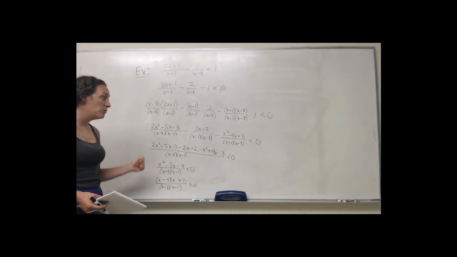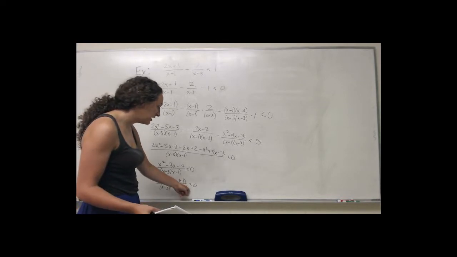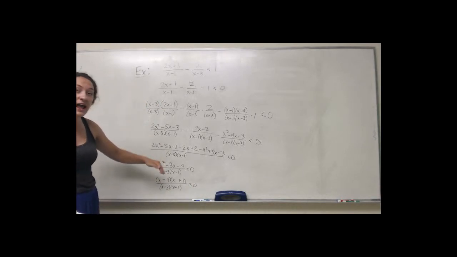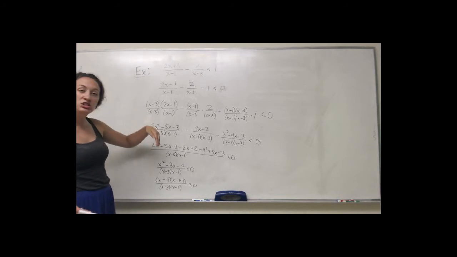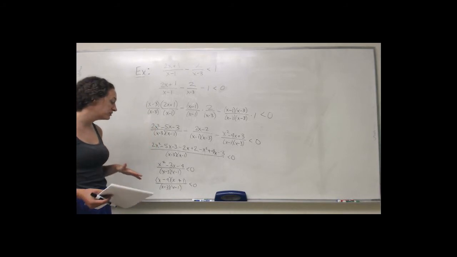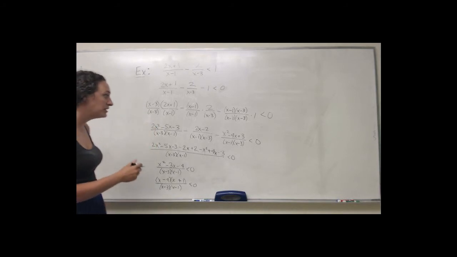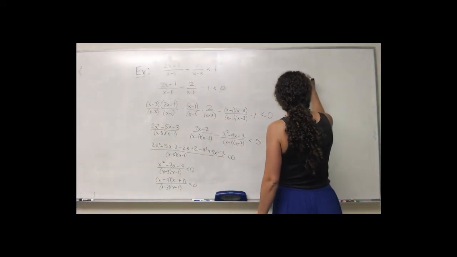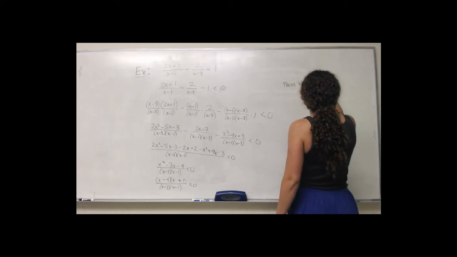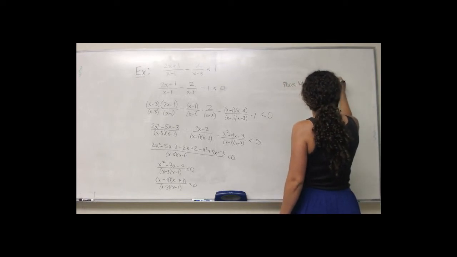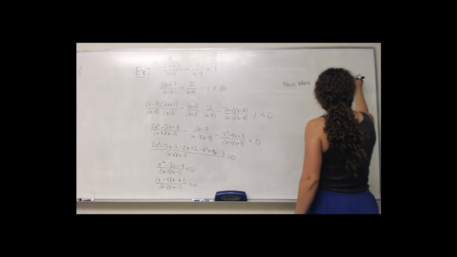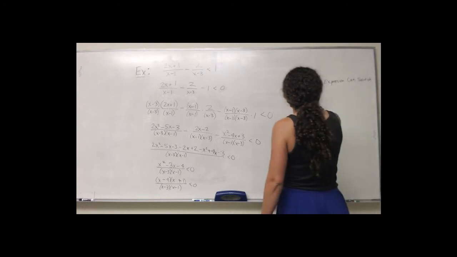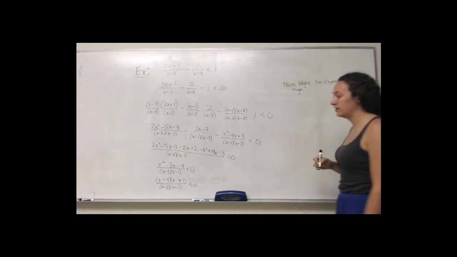Okay, now we're looking for places where this is negative. The way that we find those places is we actually find what x values make us switch from positive to negative values. Now the places where that happens, places where our expression can switch sign, where it can go from positive to negative.